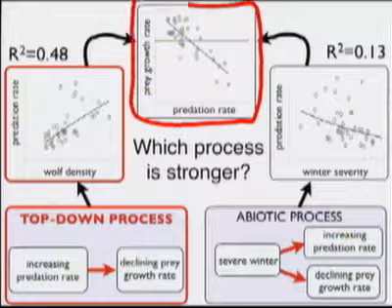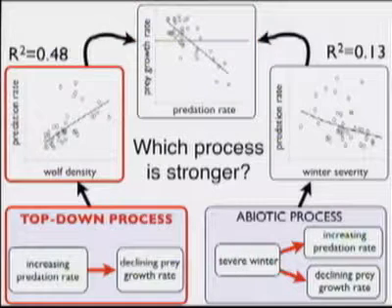In particular, what I want to do is remind you of the analysis that we did in the previous lecture focusing on Isle Royale. And just to recap that idea, remember that we saw a pattern between predation rate and growth rate of the moose population. As predation rate increased, the prey population tended to have a declining growth rate. But we recognized that was just a pattern, and we want to know what process underlies that pattern.